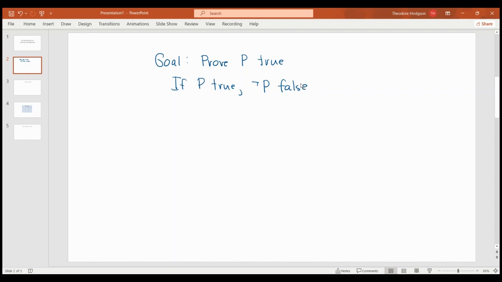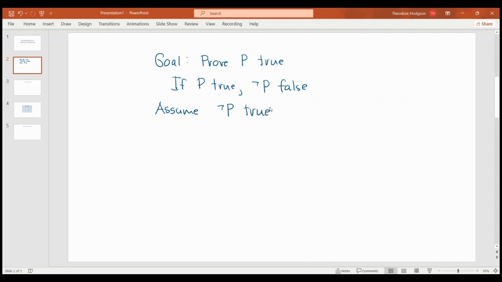So that's going to be our approach. Proof by contradiction does not prove that P is true directly. It proves that P cannot be a false statement. Though that sounds like a word salad, what we're going to do is this: we know if P is true, the negation of P must be false, so we're going to assume that the negation of P is true.